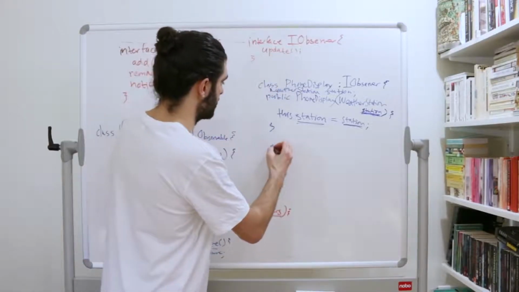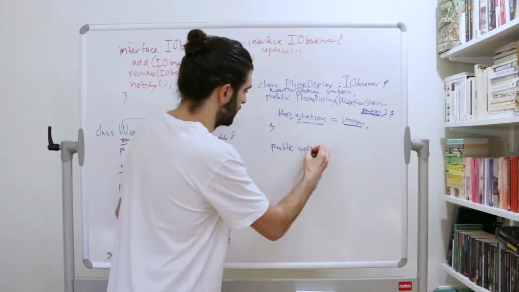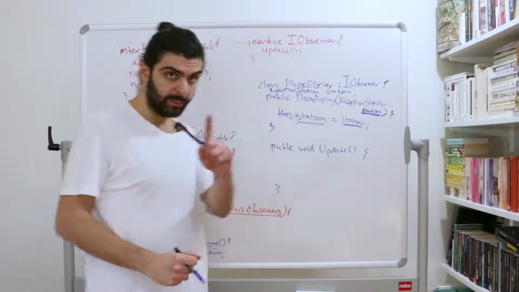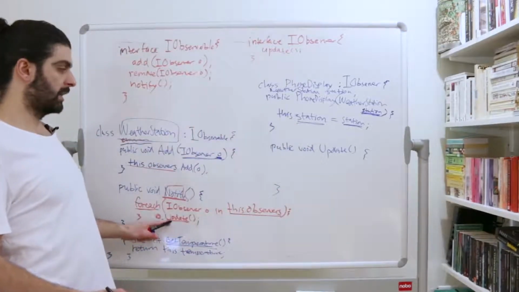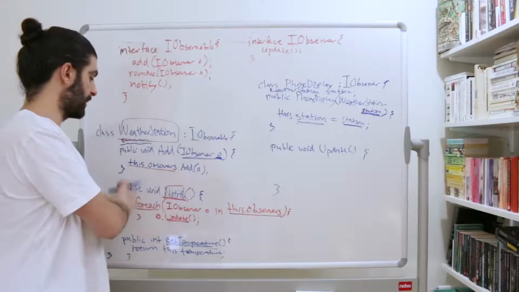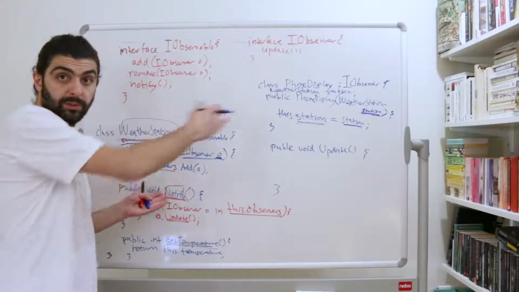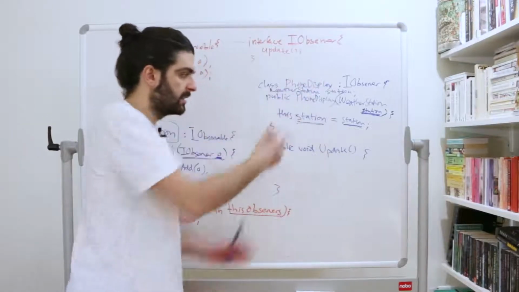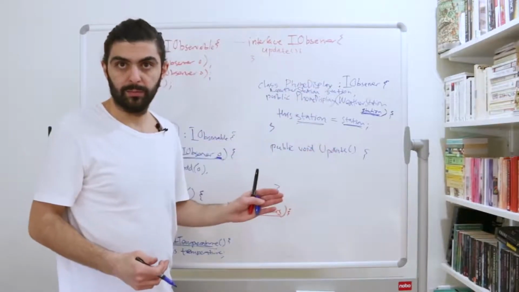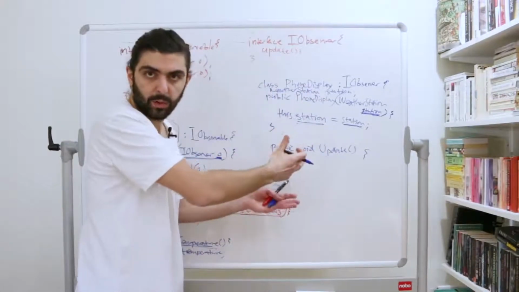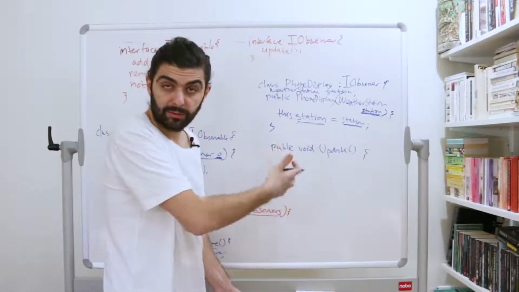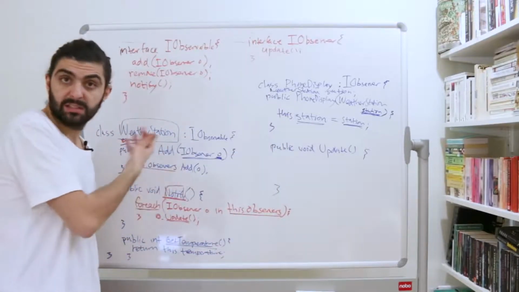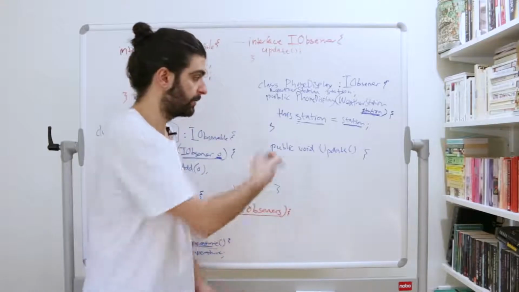So the update method says, okay, we have a public void update, takes no arguments. And what's the implementation? Think about when update is called. Update is called whenever the weather station wants to notify all of the observers. When somebody calls notify on the weather station, the update methods of all of the displays are called. So this update method is called whenever something has happened in the weather station that somebody has deemed important enough to update.